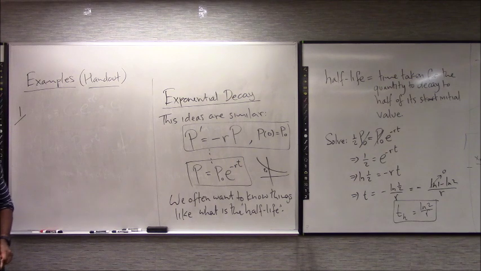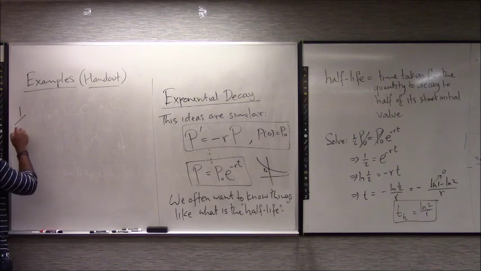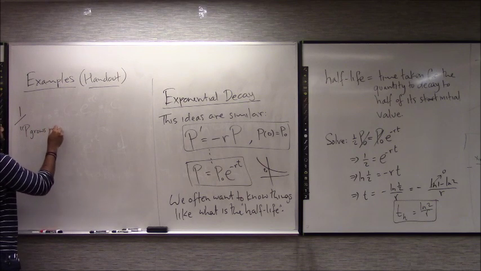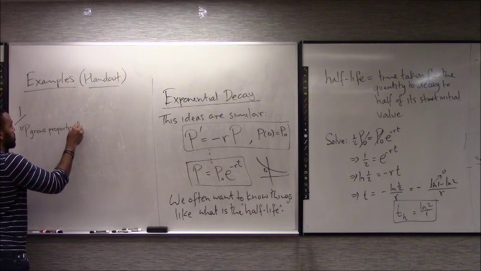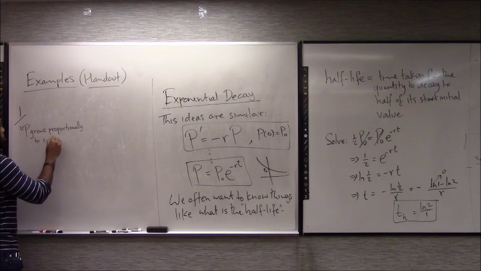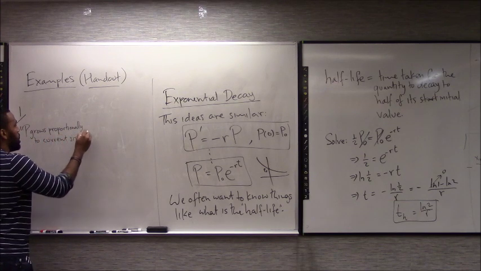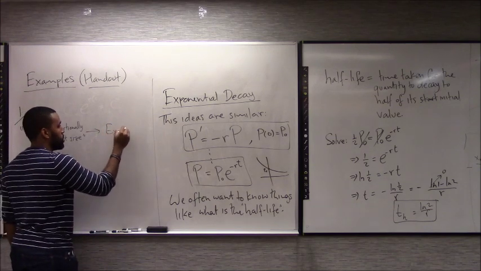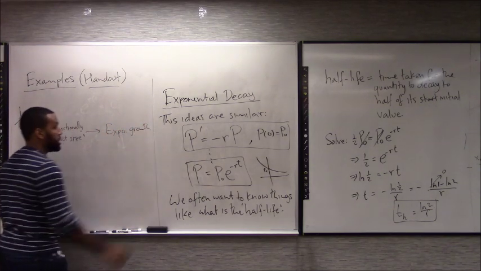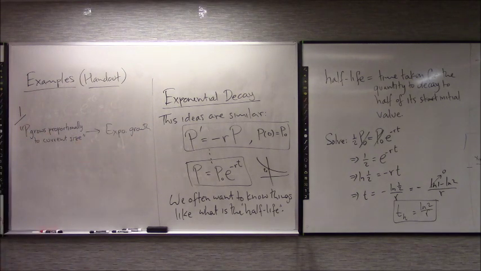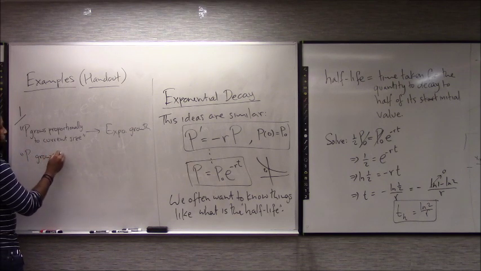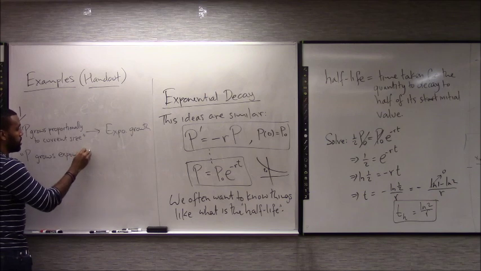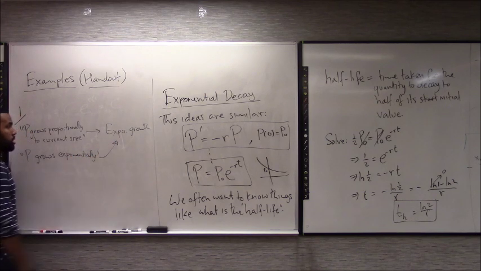One thing I do want to point out here, just in case you see similar problems, is how you actually know to think of something as exponential growth. It says here P grows proportionally to its current size. That is by definition exponential growth. So that phrase indicates that you're going to want to consult this list of equations. The problem could straight up say P grows exponentially. That will also mean you want to consult this list of equations.